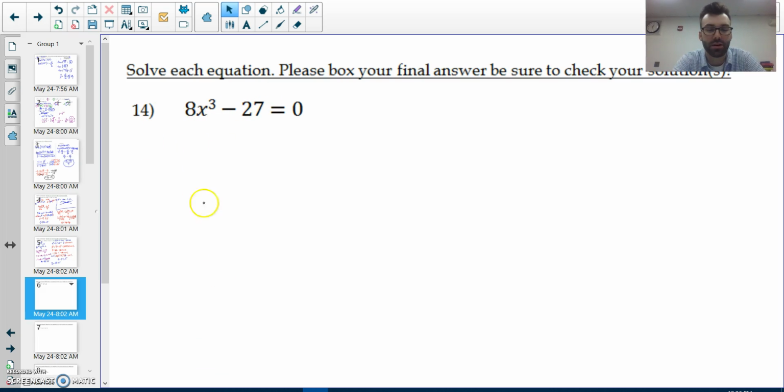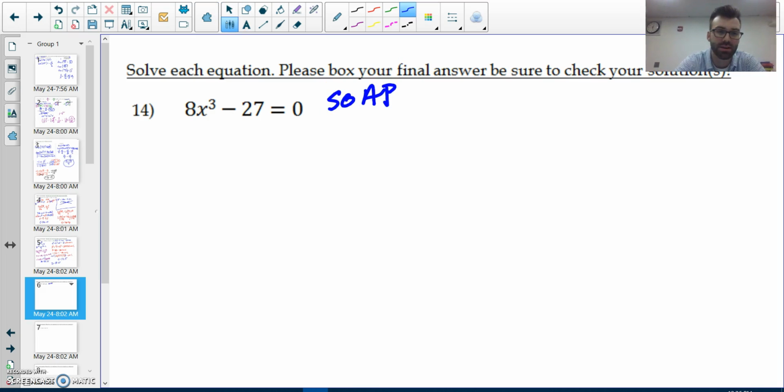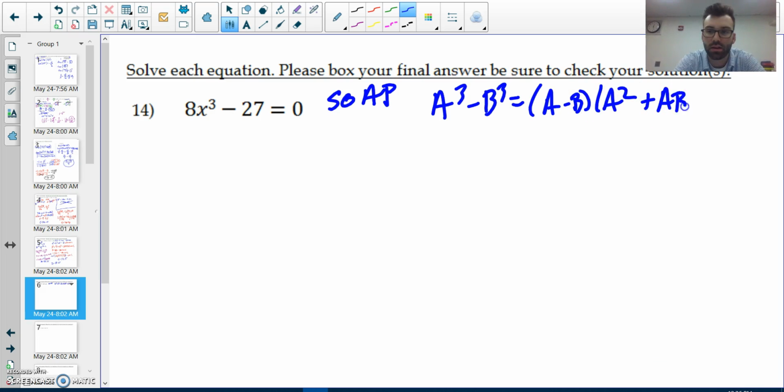We're starting with number 14. Let's dial it in. We have a SOAP problem. When we're factoring, this is a difference of two perfect cubes. Remember SOAP. I'm going to write this down for you. A cubed minus B cubed. Same sign, opposite sign, always positive.